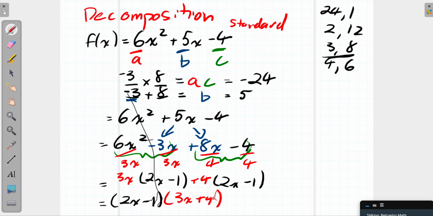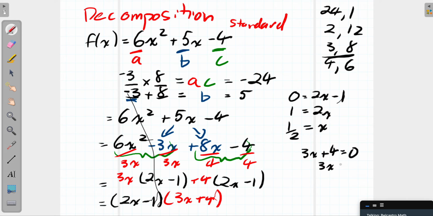So now this is the decomposed state of it. If we want to find our x-intercepts, we set both those brackets equal to 0. So we'd say 0 equals 2x minus 1. We bring the 1 to the other side and get +1 equals 2x, so x equals 1/2. And the other one was 3x plus 4 equals 0. We bring 4 to the other side, we get -4, and x is equal to -4/3. So these end up being our two roots in this case.